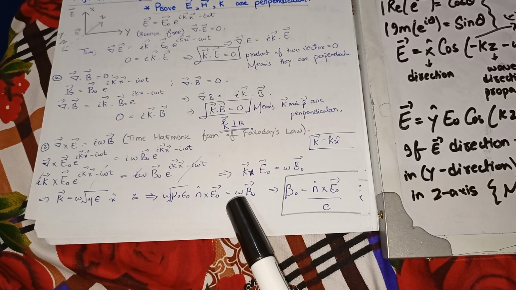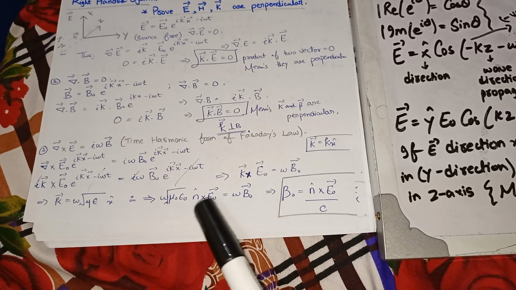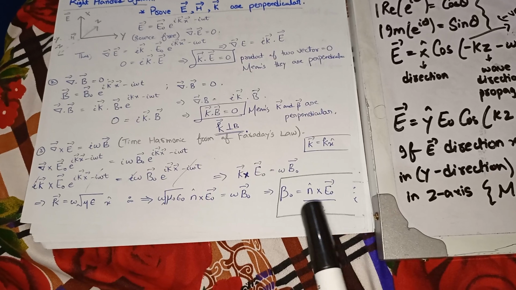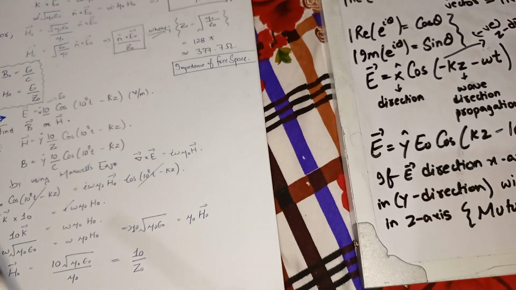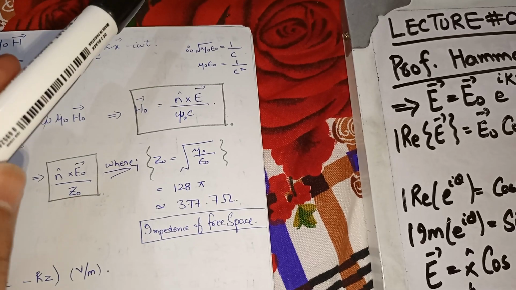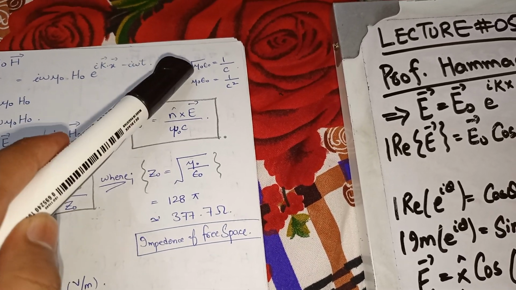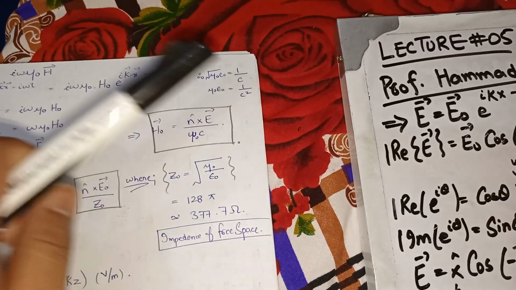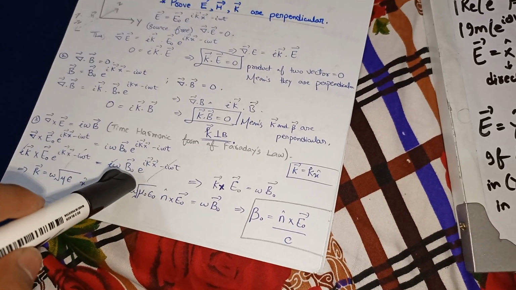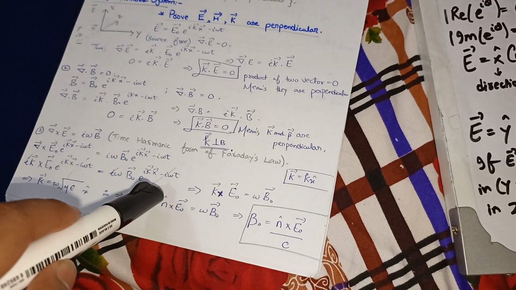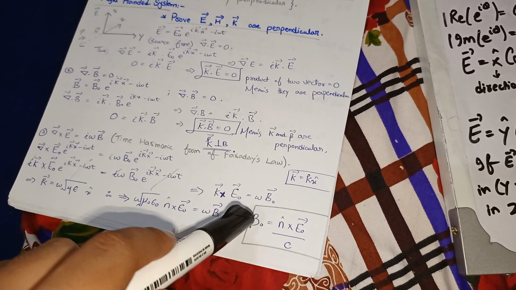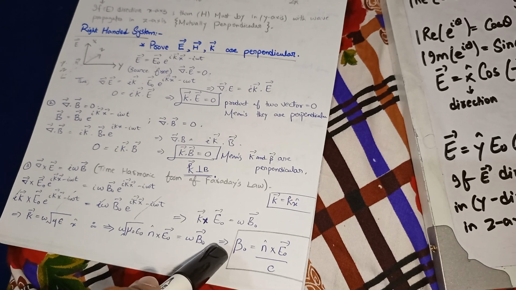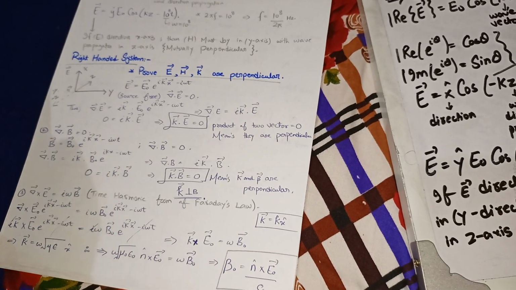Now if we want to find B, then B equals n cross E naught divided by c, because we know that the root of mu naught epsilon naught must be equal to 1 by c. So n cross E naught divided by c is basically equal to B. Similarly, now we will find other aspects.